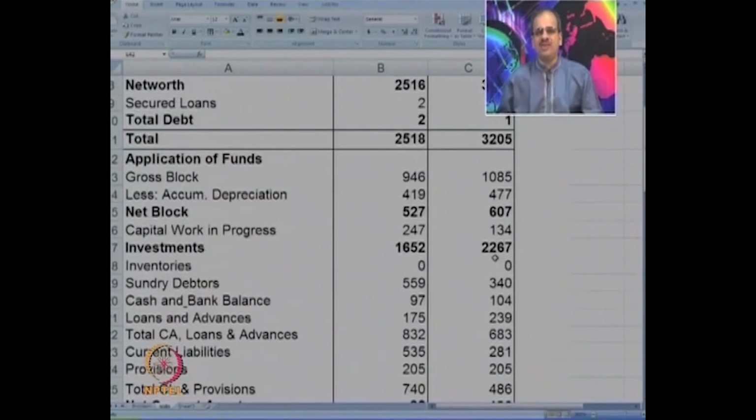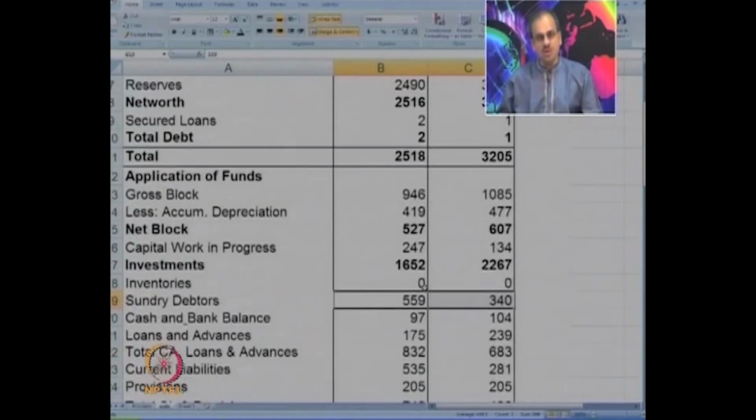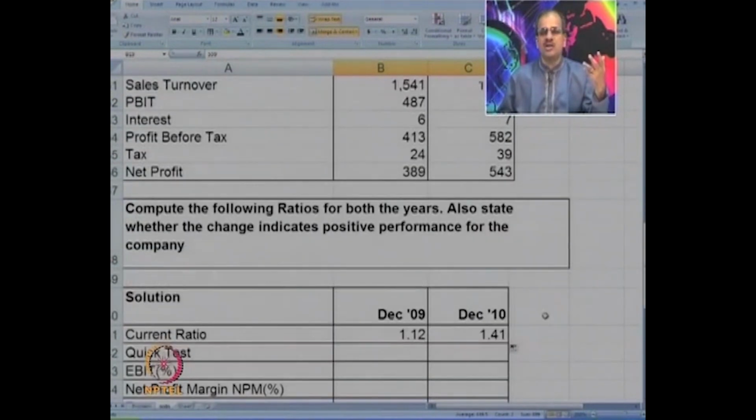Have a look at the figures. You will find that the net current assets have almost doubled. And if you look at the current assets, you will realize that loans and advances have increased, cash balance have also increased, but the sundry debtors have reduced, which is a good sign. That means it is not that unnecessarily there is an accumulation of debtors. The debtors have come down, despite that they have improved their current ratio. So, it is a very good sign.